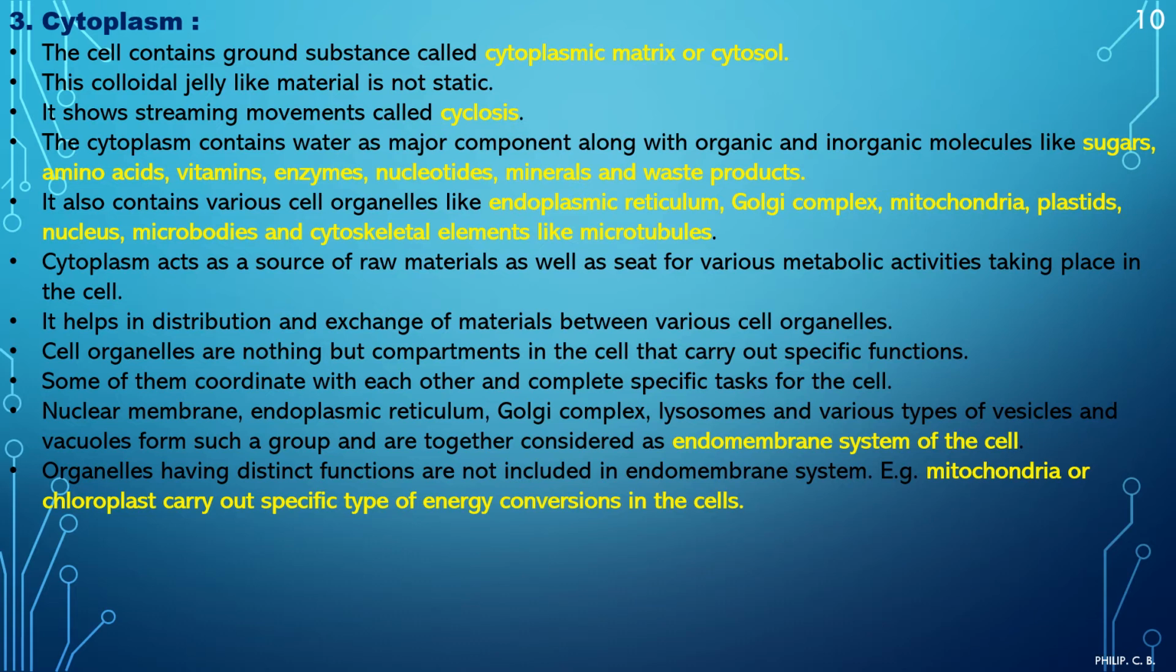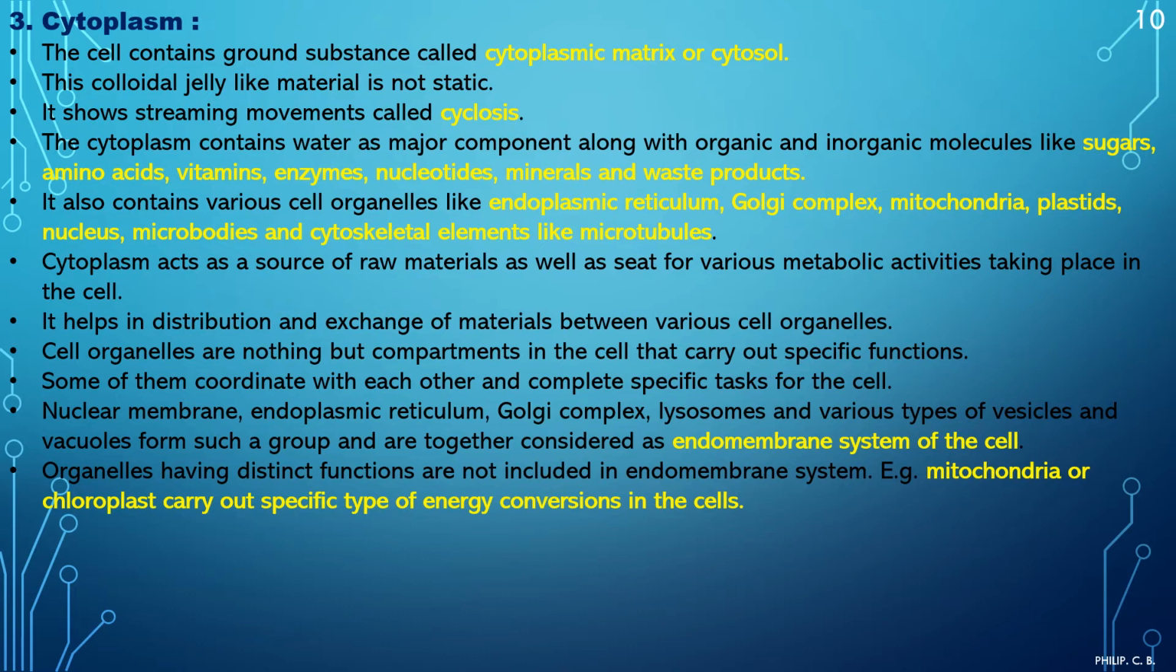Okay, cytoplasm acts as a source of raw material as well as a seat for various metabolic activities taking place in the cells. So cytoplasm has all the source, or as we use the term, raw material, which is required for carrying out all the metabolic activities. It helps in distribution and exchange of materials between various cells or cell organelles.